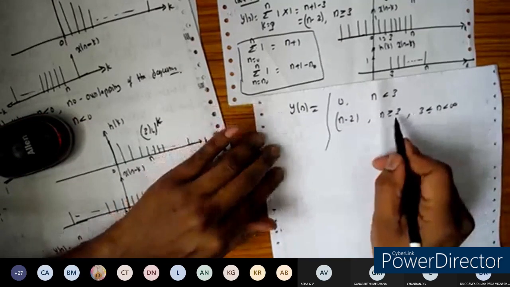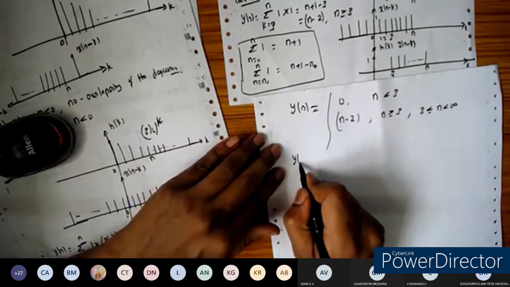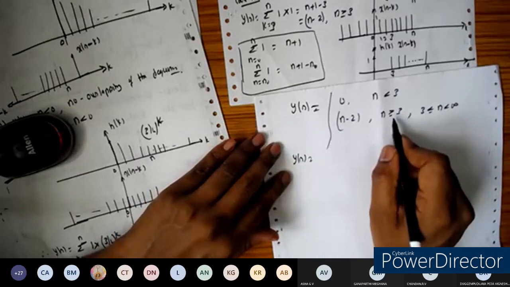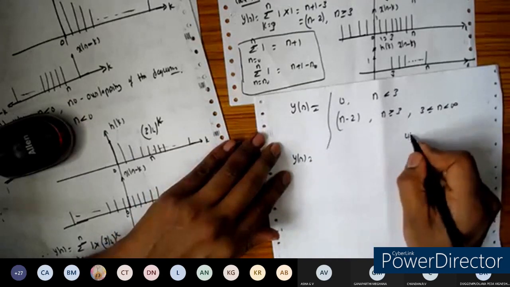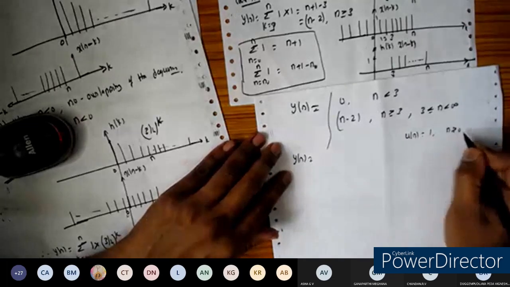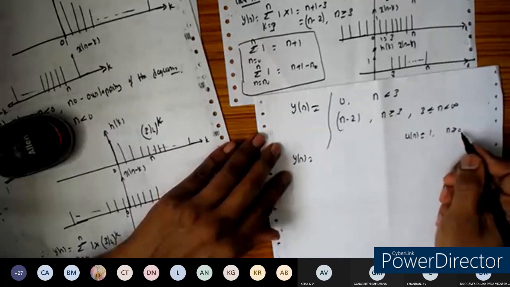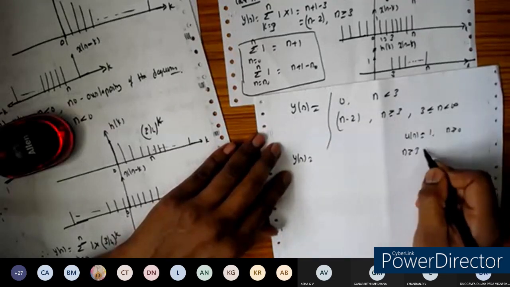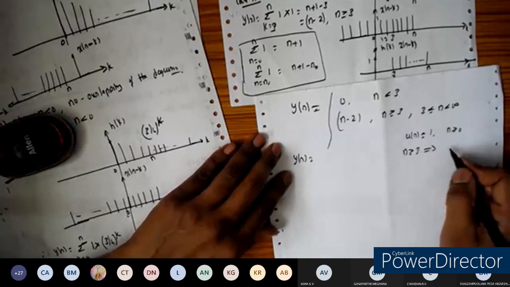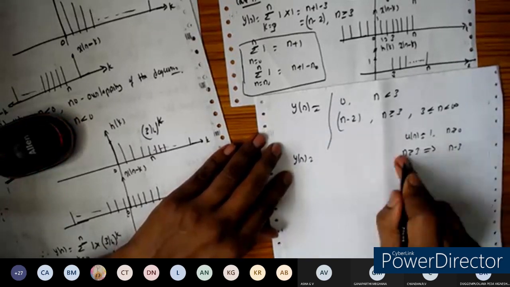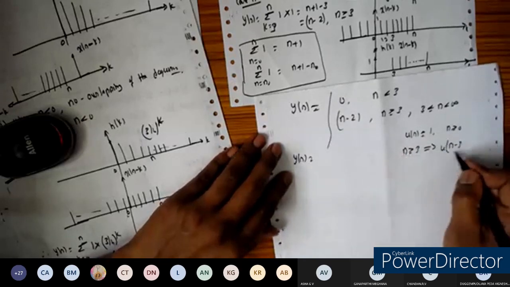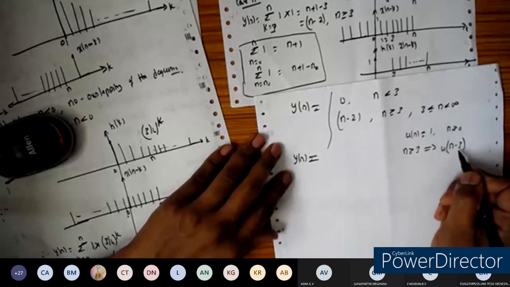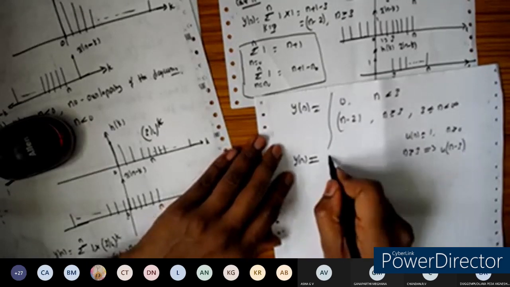Can anybody tell me how we can express this in terms of the unit step function? So n is greater than or equal to 3. We know that u of n is nothing but 1 for n greater than or equal to 0. If I want n greater than or equal to 3, I want the corresponding unit step function. So what we can do is send 3 to this side, so it becomes n minus 3. Put the unit step function, it becomes u of n minus 3 here. Correct now? Is it correct?